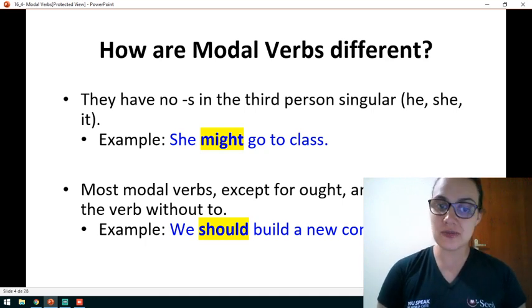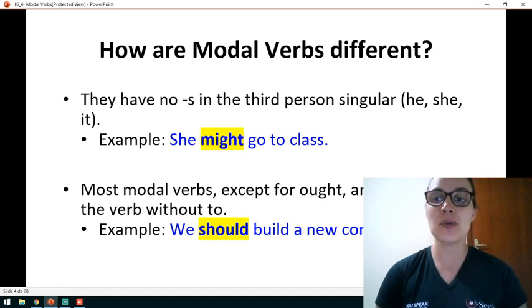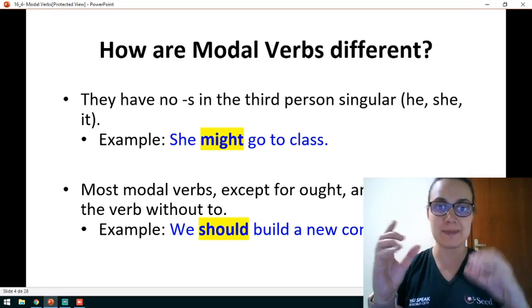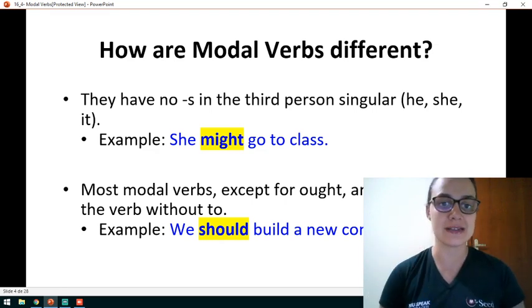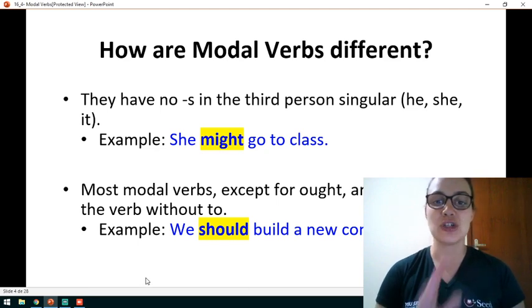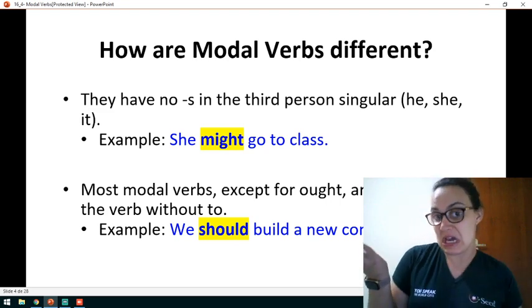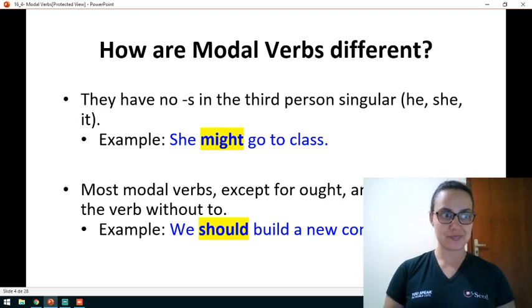So with modal verbs, we don't add S in the third person. So when we use he, she, or it, the modal verb stays the same. There is no S. For example, I can say, she might go to class. Now, when I say might, it means maybe yes, maybe no, we're not sure.